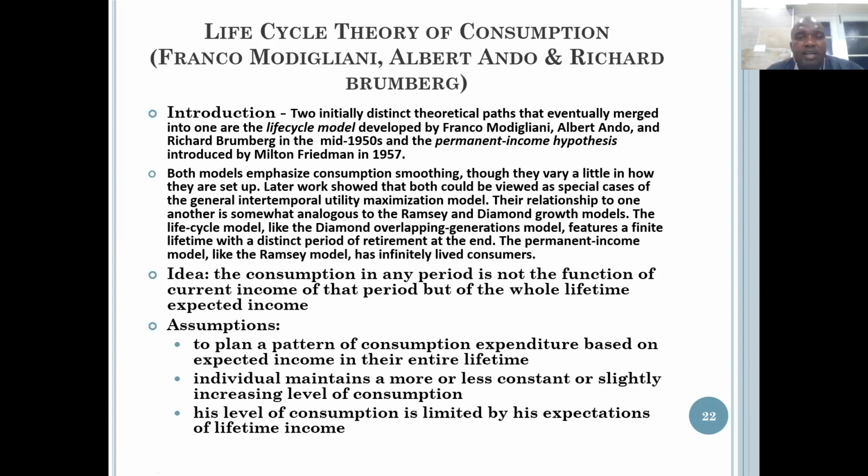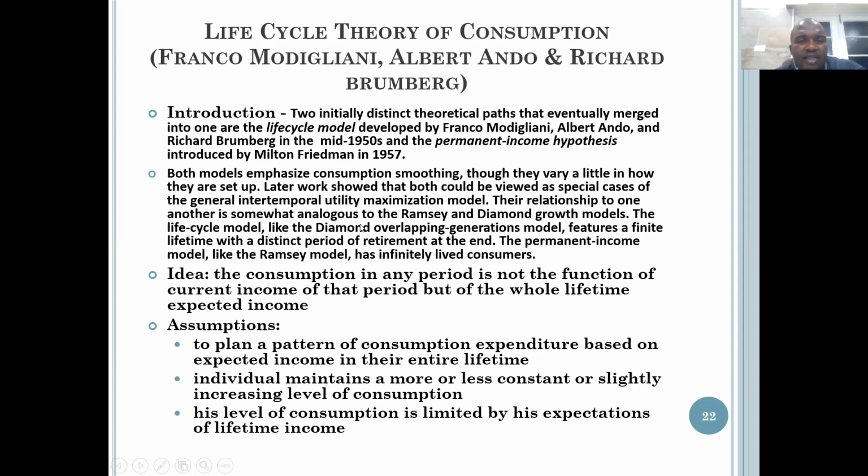So we move on to the life cycle model by Franco Modigliani, Albert Ando, and Richard Brumberg. The introduction is that two initially distinct theoretical parts that eventually merged into one are the life cycle model developed by Franco Modigliani, Albert Ando, and Richard Brumberg in the 1950s, and the permanent income hypothesis introduced by Milton Friedman in 1957, because the permanent income hypothesis is a refinement of the life cycle model. Both models emphasize consumption smoothing over time. Later work showed that both could be viewed as special cases of a general intertemporal utility maximization model.